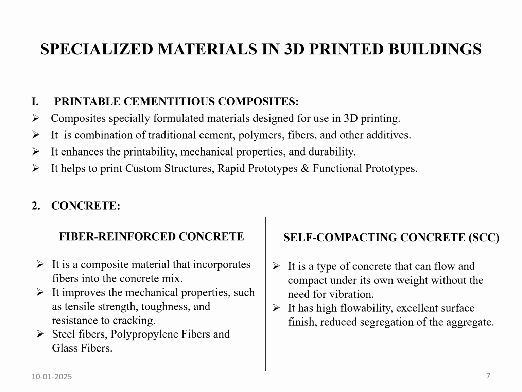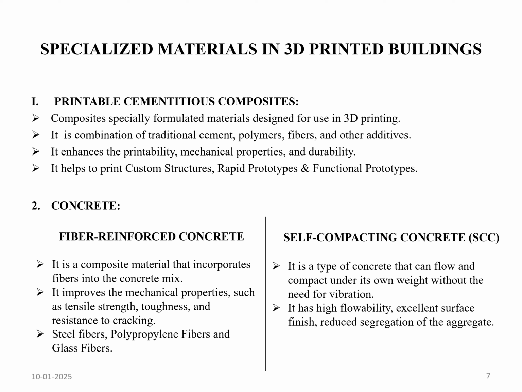The specialized materials used in 3D printed buildings are: first, printable cementitious composites. They are specially formulated materials used for 3D printing. It is a combination of traditional cement, polymers, fibers, and other additives. They are specially formulated to enhance printability, durability, and mechanical property of the structure. It helps in printing customized structures, rapid prototypes, and functional prototypes.